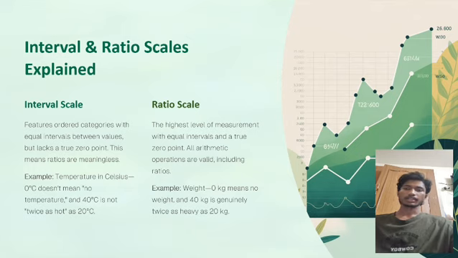Ratio scale. The highest level of measurement, with equal intervals and a true zero point. All arithmetic operations are valid, including ratios. Example: weight. Zero kg means no weight, and 40 kg is genuinely twice as heavy as 20 kg.